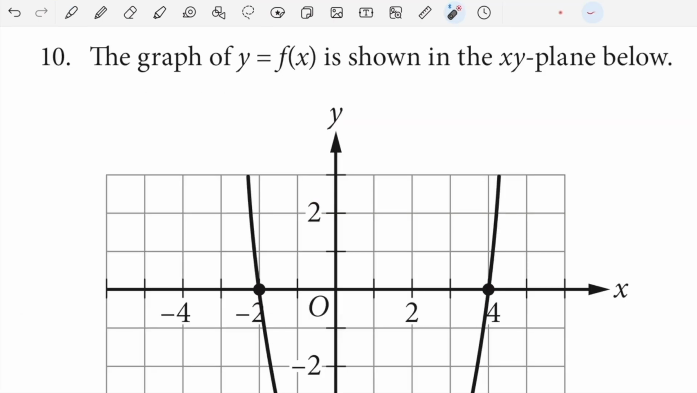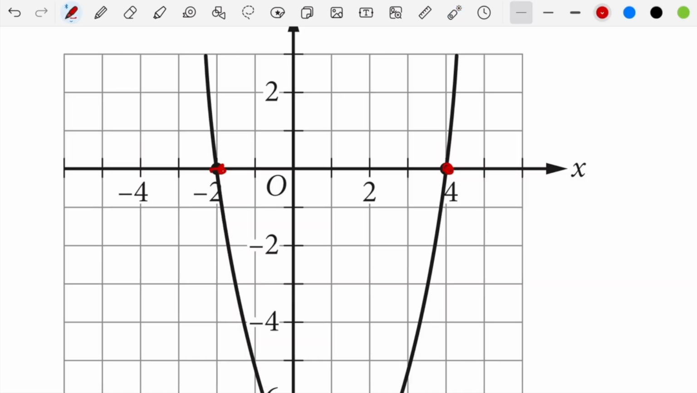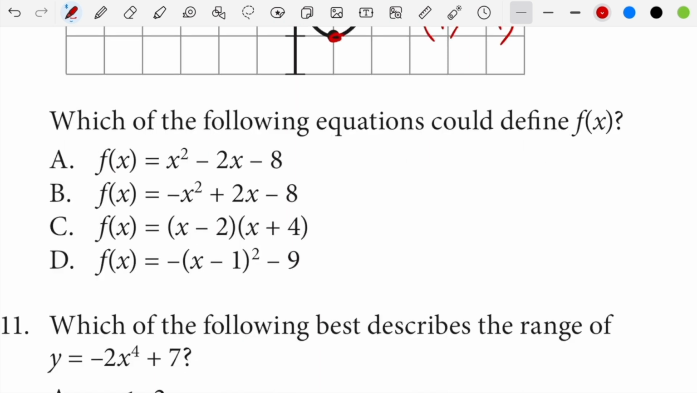Next one. Number 10. The graph of this function is shown in the plane below. All right, let's look at the question. Which of the following equations could define that function? So here we go, guys. I'll put links in the description for parabolas.